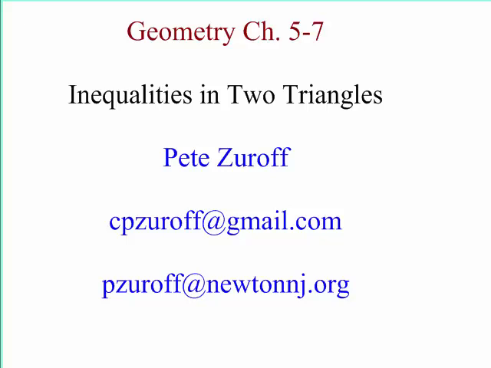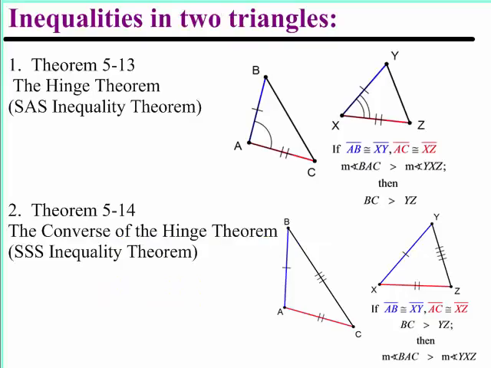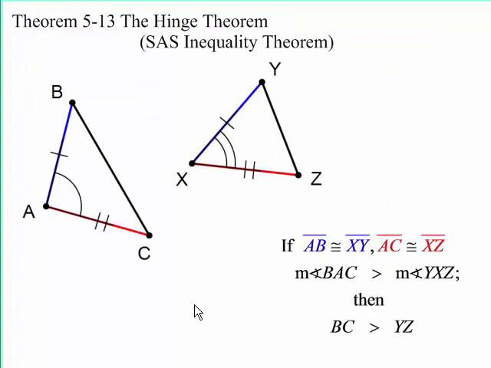Hi, it's Geometry Chapter 5.7. We're going to work on inequalities in two triangles, and we have these two theorems. We have the hinge theorem, which is the side-angle-side inequality theorem, and the converse of the hinge theorem, which is the side-side-side inequality theorem. Let's look at each one individually.